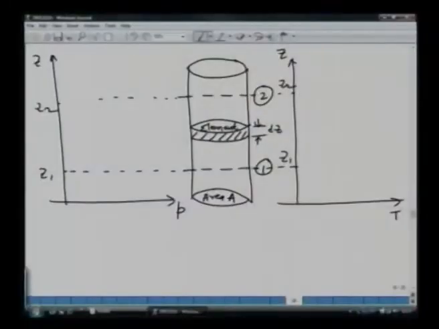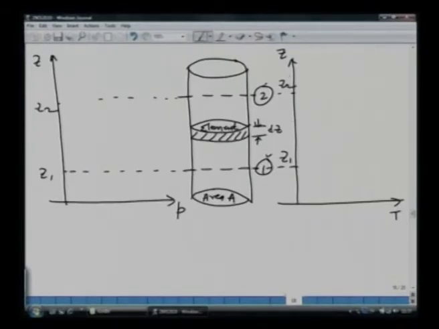So, if we look here, we drew this figure as you can see. We consider this cylindrical element of an atmospheric column, a cylinder basically, and our focus of attention will be between two cross sections, that is 1 and 2. We are trying to find out how the pressure will vary as a function of height and also how the temperature would vary as a function of height.